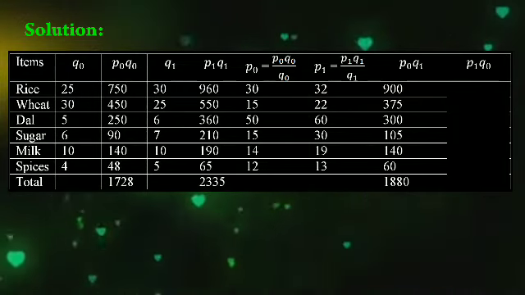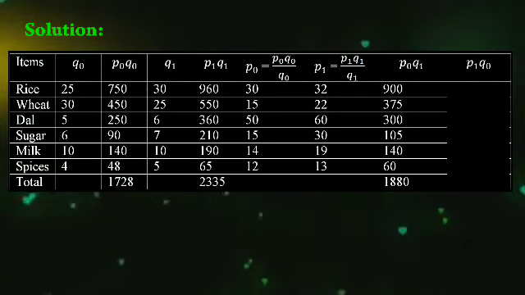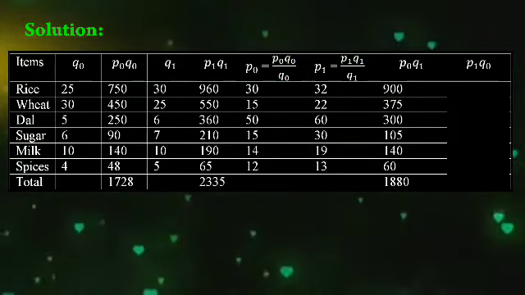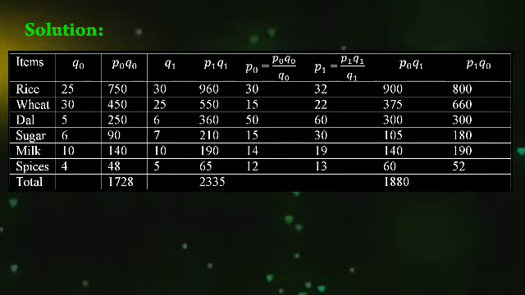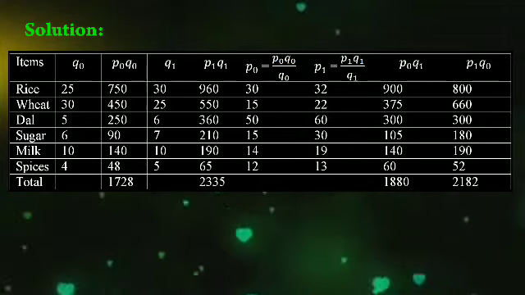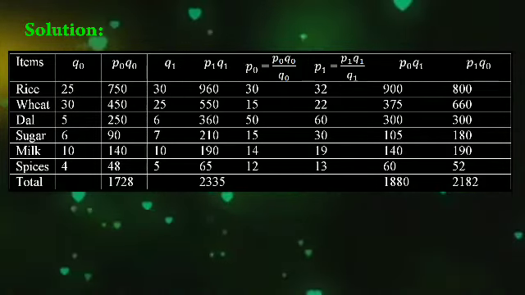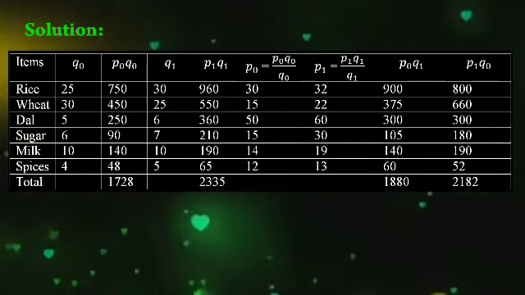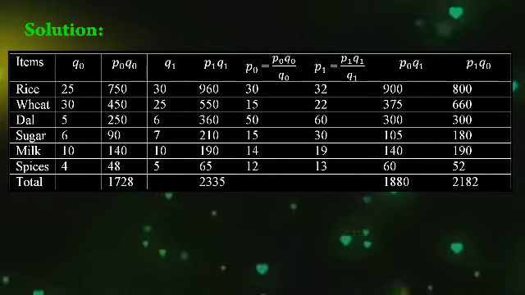Last column, that is P1 Q0. The first P1 value is 32 and Q0 value is 25. So 32 into 25, and the answer is 800. Similarly, compute the rest of the values and find the sum total of that column, which is 2182. After this, you should compute the respective index numbers. Now your question is to find Marshall-Edgeworth's, Dorbish-Bowley's and Fisher's price index number.